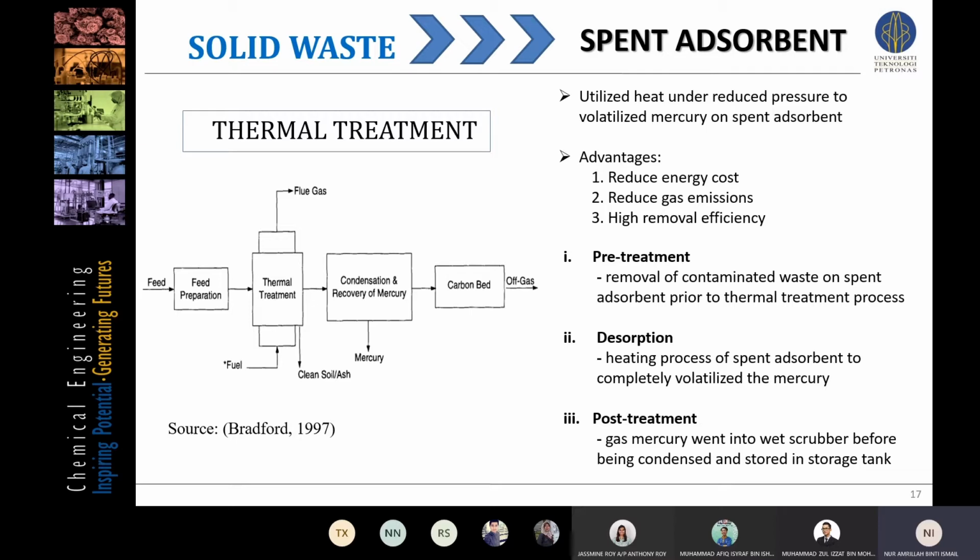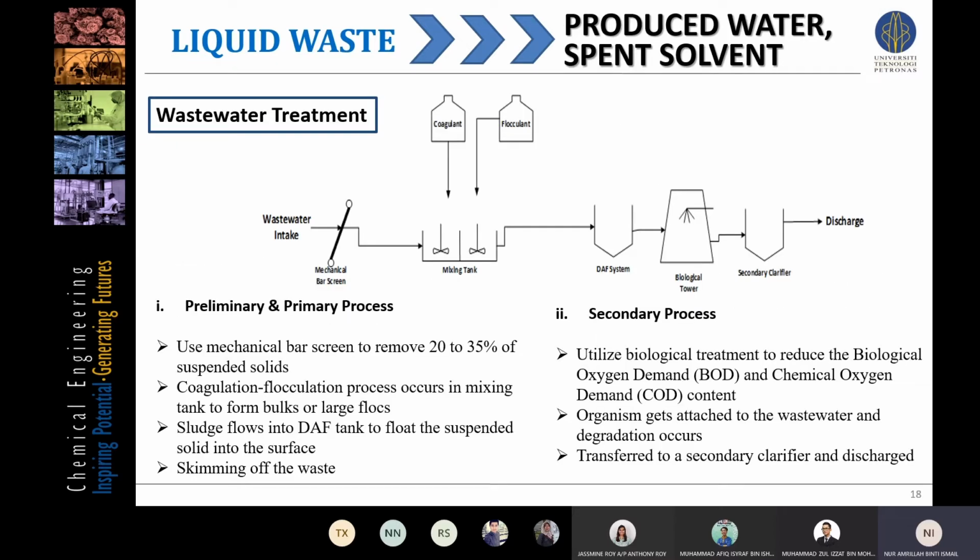Moving on to liquid waste. So the source of water basically comes from our phase separator, which is the produced water, spent solvent, and also the washed down water from utilities. For our FLNG plant, we only consider up to secondary waste treatment process due to space constraint. And on top of that, at the end of the secondary process, we already produce wastewater that complies with the regulation as mentioned earlier.